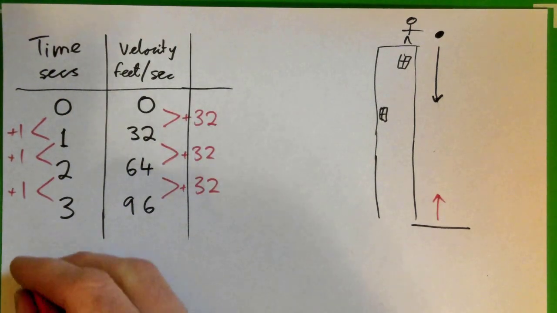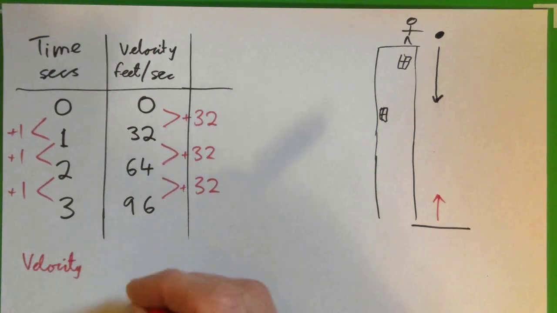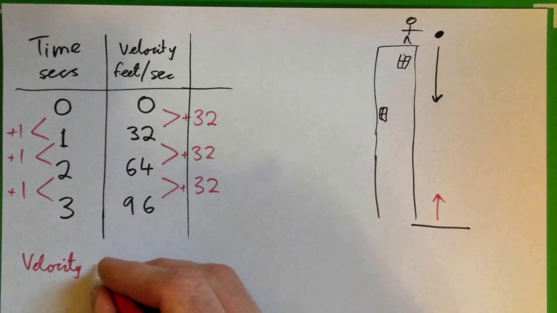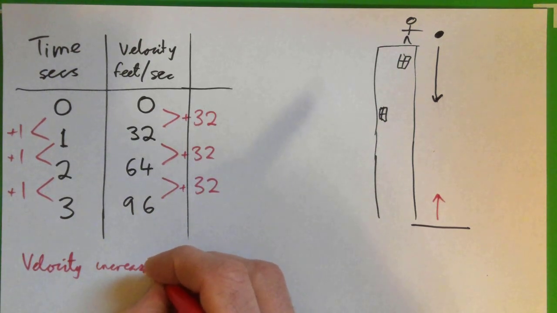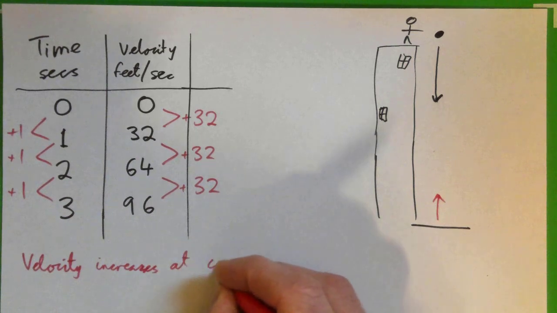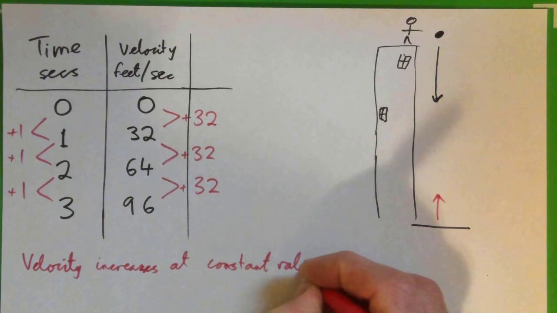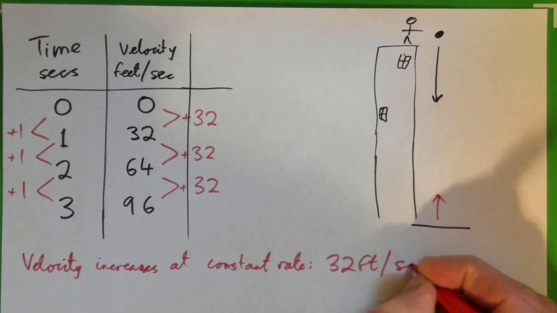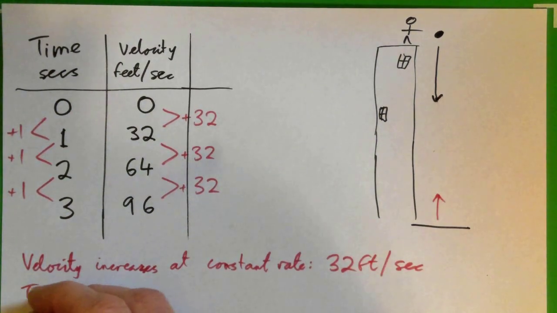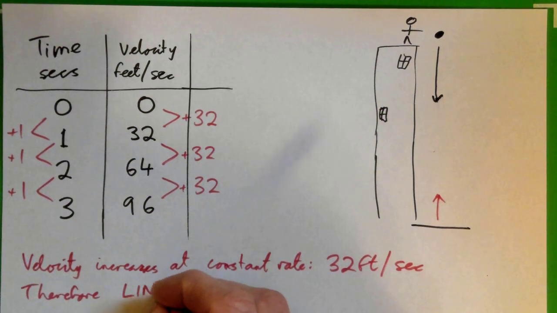So we can see velocity increases at a constant rate, 32 feet per second. Therefore, we have a linear function. Okay?